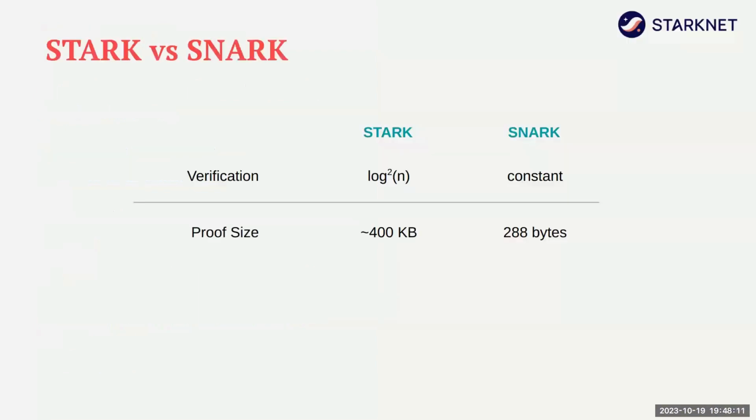So looking at STARKs and SNARKs. We already established that Starknet leverages validity rollups, right? And this brings us to the topic of proofs. We established that Starknet makes use of proofs, validity proofs in this case. And there are different approaches to generating proofs. There are different proving systems that we have.